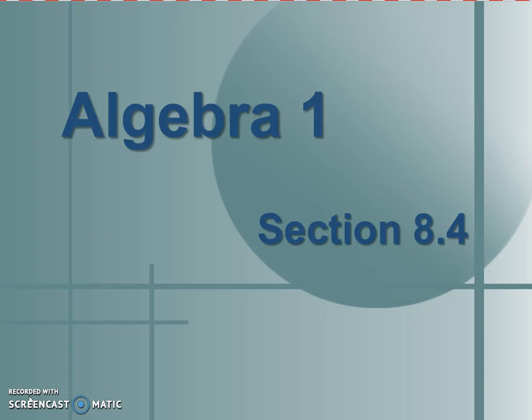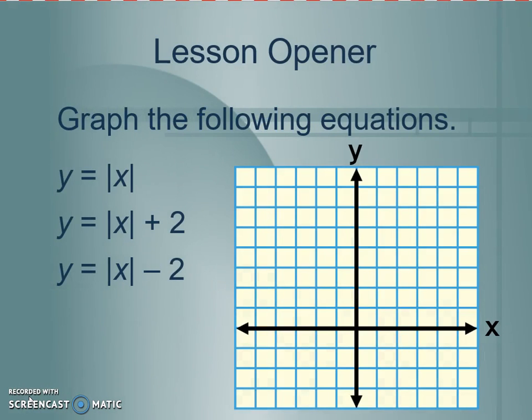This is section 8.4, Translating Power Functions, and we are on page 344 in your textbook. So we need to do a little bit of a review before we get started. We did this briefly a couple chapters ago.